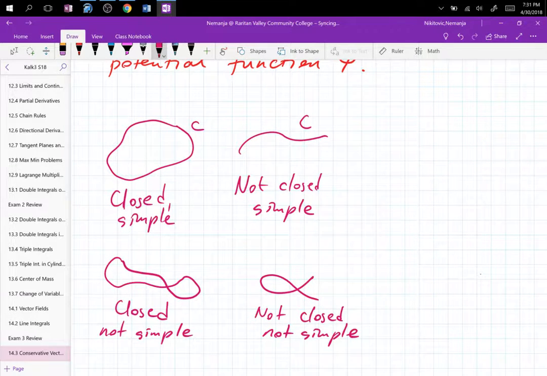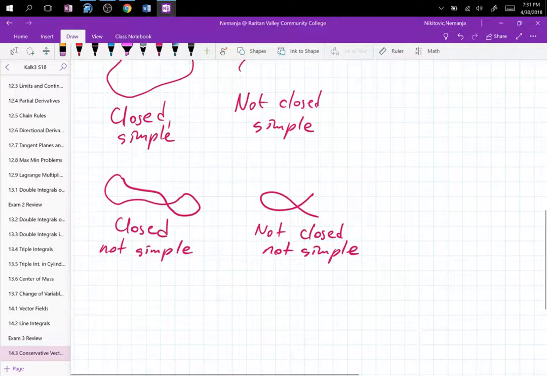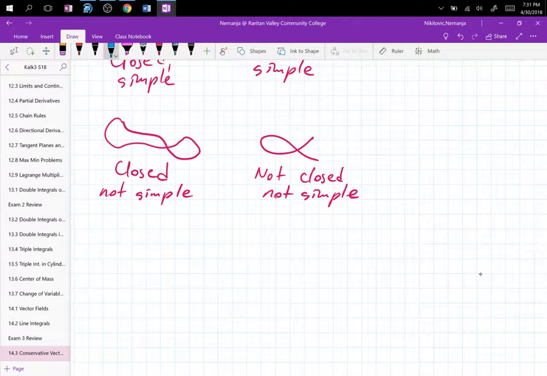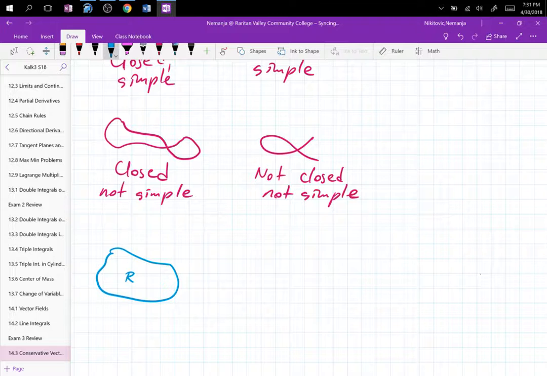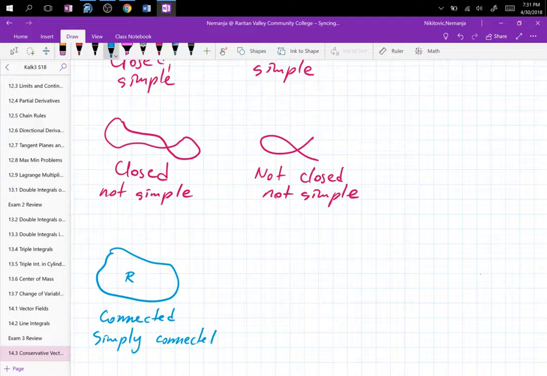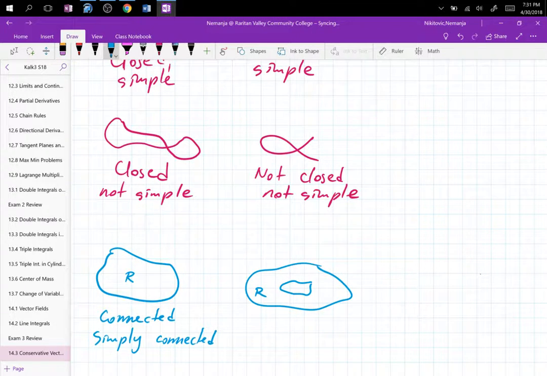Remember that you can do a line integral on the ones on the top because the line needs to be simple, right? Now in blue, we're going to draw some regions. So this is region R, connected and simply connected. And another one with a hole inside, connected, not simply connected.